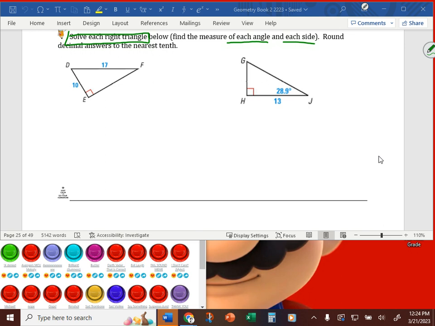So, in this first one, we're given angle E, that's our right angle. We're given DF, we're given DE. We need to solve for the other 3 parts: side FE, angle D, and angle F. You're given 3 of the 6 pieces, 3 angles and 3 sides total. You're given 2 of the sides, so you have 1 side left to solve for. And you're given 1 angle. That's how we know it's a right triangle. And we're looking for the other 2 acute angles.